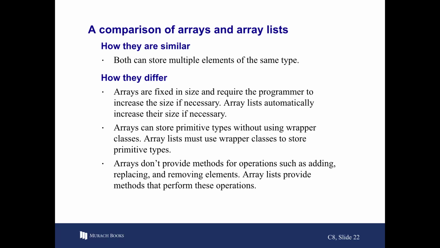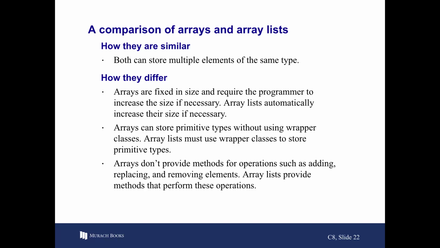So array lists, just like arrays, allow you to store more than one element of the same type under a single variable name, and then access those elements using an index. A couple of things that are different about arrays and array lists. One is that arrays are fixed in size. Once you make an array have 10 elements, it's going to have 10. You can change that, but it's very complex and not easy to do.